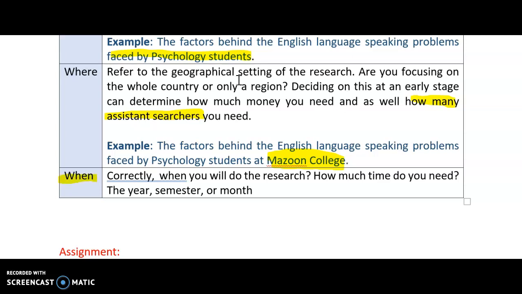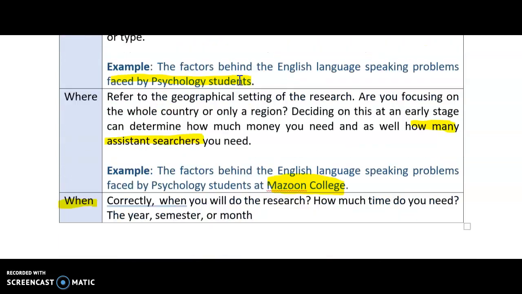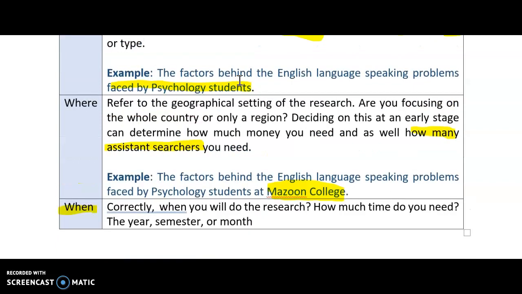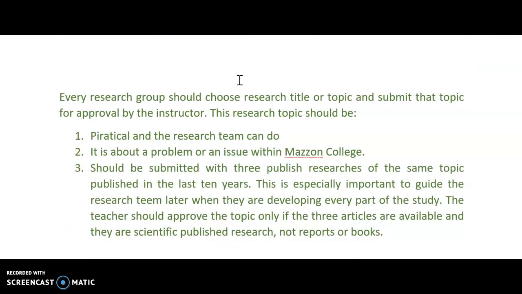So these 5 WH questions, as I said, which are when, where, what, who, and when, help you to refine your topic. Now, this is how to choose the topic. My question, the assignment to you as students, I would love to have you in groups, and as I told you earlier, groups of 3 to 5 maximum. Go and choose a practical research topic that you feel is interesting, or you have read and are interested to do, and make it within Mazoon College.